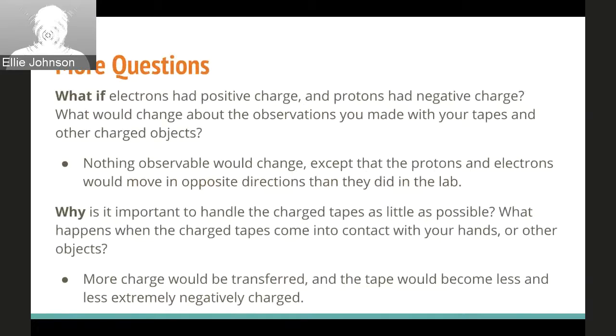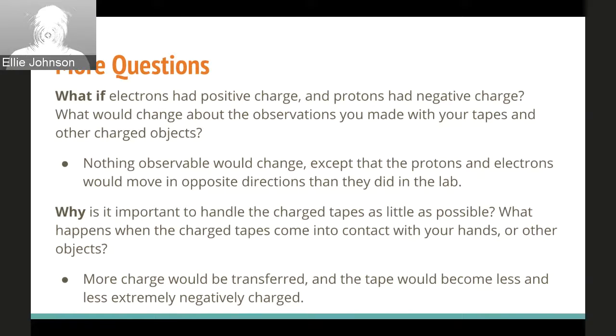Finally, considering what would happen if electrons had a positive charge and if protons had a negative charge. Nothing observable would change in this lab, except that the protons and electrons would move in opposite directions than they did in the lab because they would have opposite charges. However, they would still oppose each other and repel each other the same.